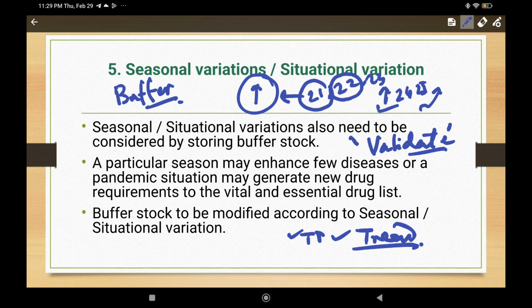This is very much fluctuating, and continuously we have to monitor whether there is any change in demand and supply of any particular drug or any particular equipment or other consumable. So buffer stock may be modified according to the seasonal or situational variation. This is a very important point.